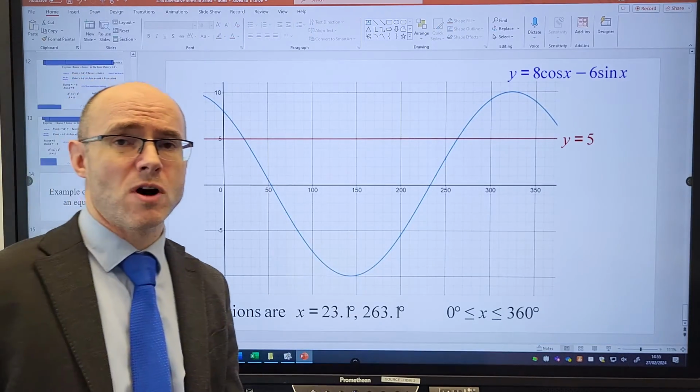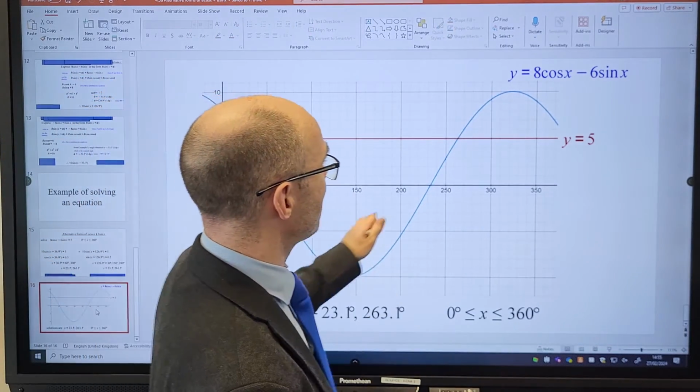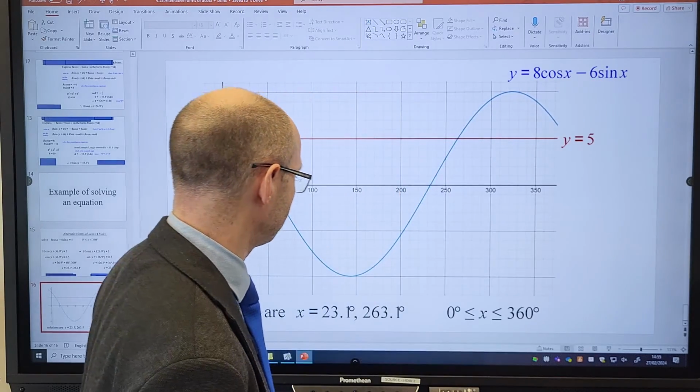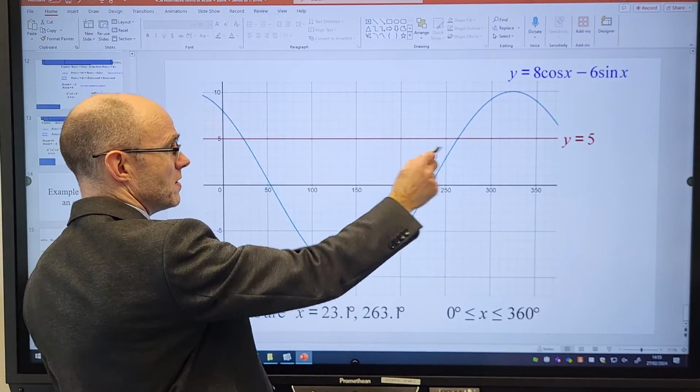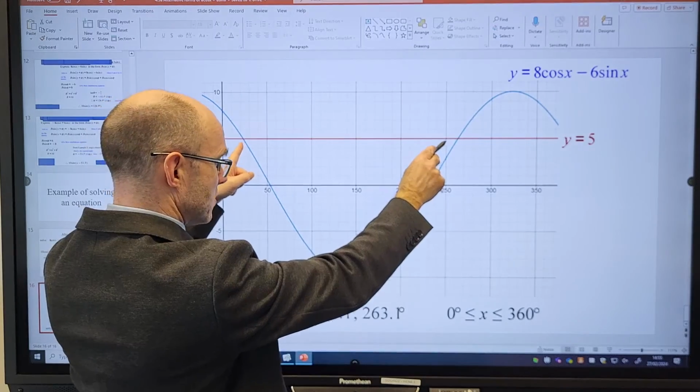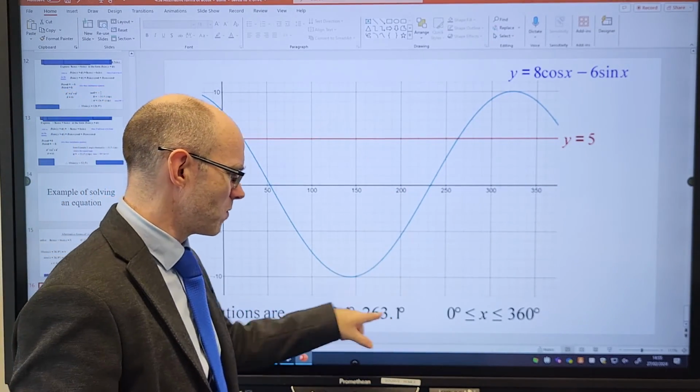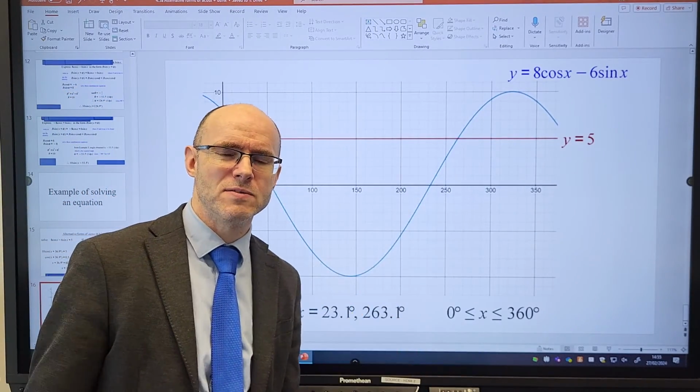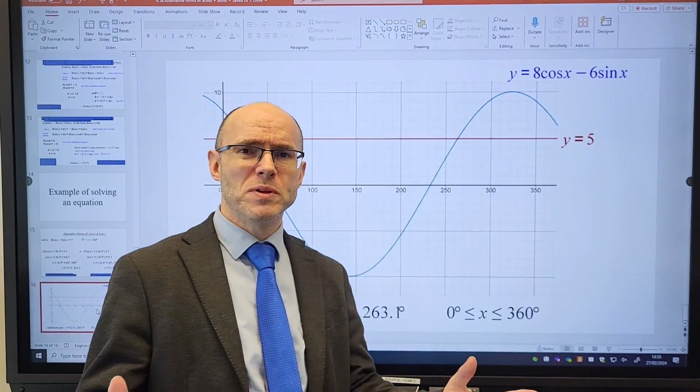That's what that looks like on the graph, incidentally. The graph of 8 cosine x minus 6 sine x, and the line y equals 5, you've got your two possible answers there. Just verifying for you what those actually mean in real terms. I'm hoping that was fine for you.